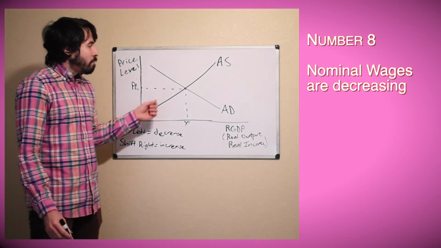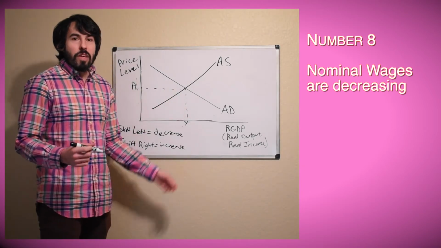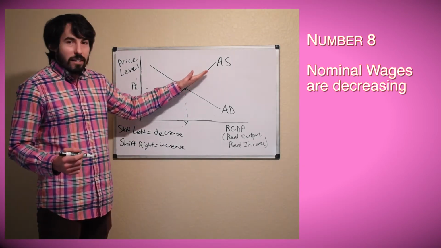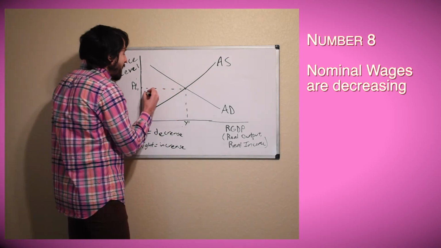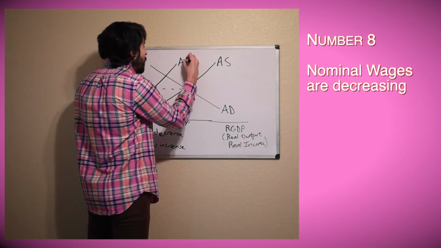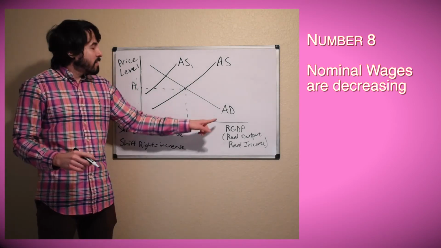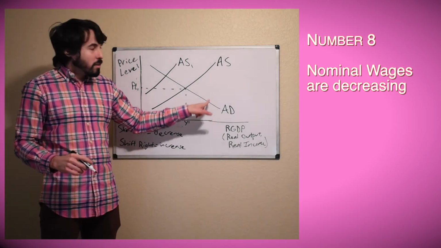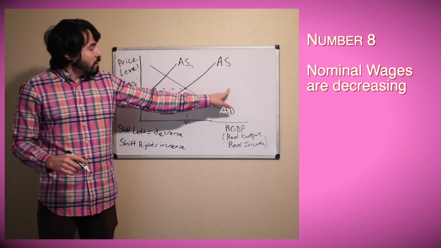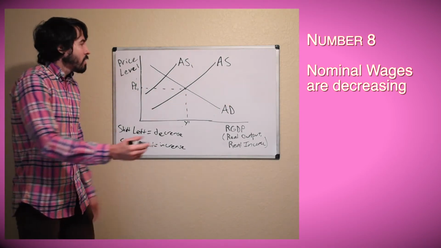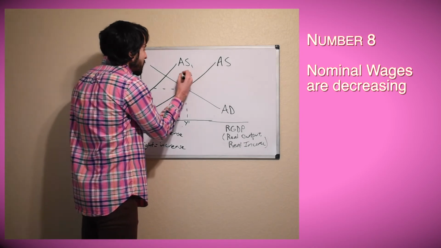So if wages go up, businesses are probably going to let some people go. That's going to make it harder to produce. So aggregate supply is going to end up shifting to the left. Remember, when you're doing this, to figure out if it's aggregate demand or aggregate supply, you need to ask, does this make us want to buy more or less? Or does this make it easier or harder to produce? So aggregate supply decreases and shifts to the left.